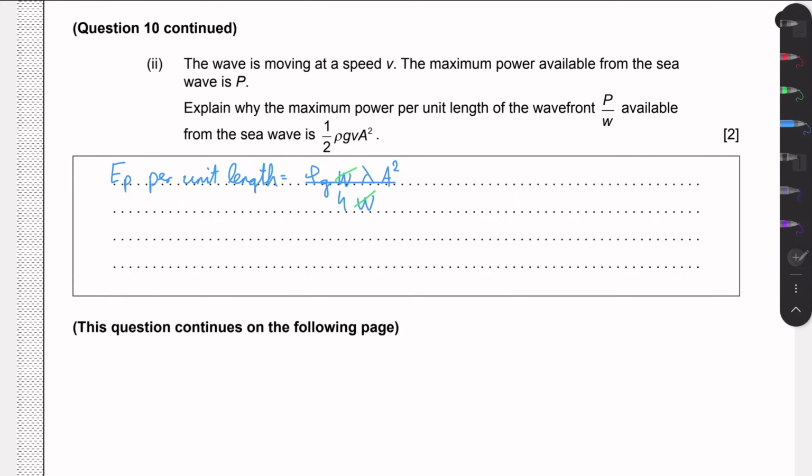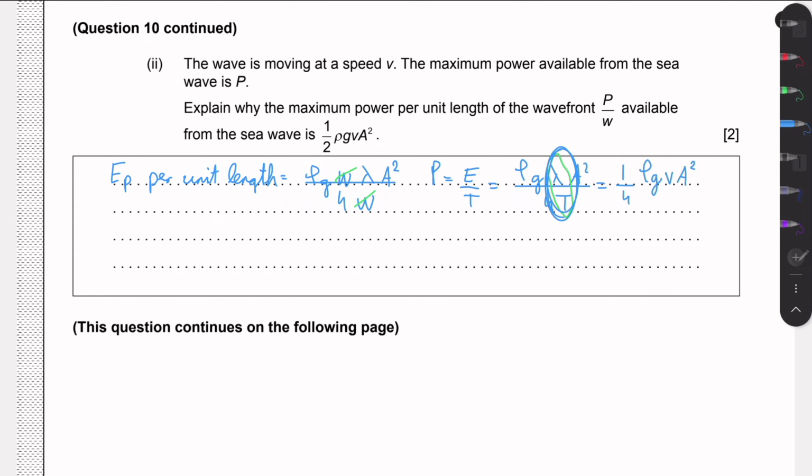And then the power we know is just energy per unit time. So power is energy over time. And well, this energy we calculated is already per unit length, so we just need to divide it by time. So we'll have density g lambda A squared divided by 4t. And well, we know that lambda over t is a velocity. That's just the velocity of a wave. So then this can be simplified to 1 over 4 density g v A squared.